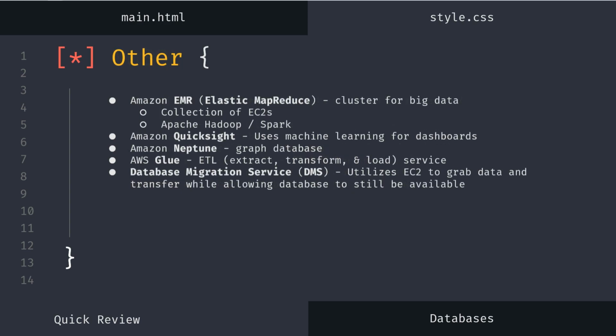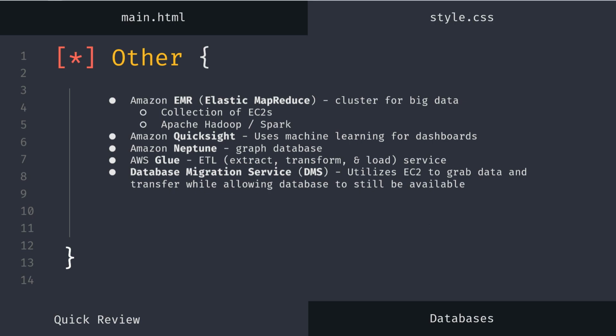And then you have the last slide, and we're wrapping up real quick. Amazon EMR, or Elastic MapReduce, is basically a cluster for big data, and it's just a collection of EC2s. Whenever you mention Apache Hadoop or Spark, think of EMR. And you want to think about Amazon QuickSight, which uses machine learning for dashboards, and Neptune, the last planet in the solar system, as a graph database.